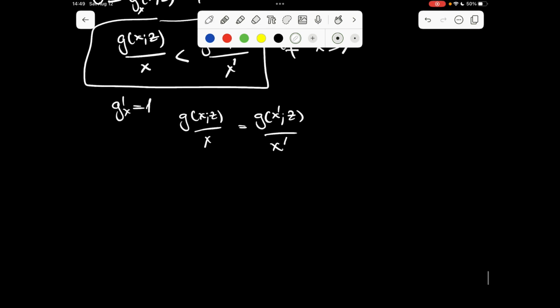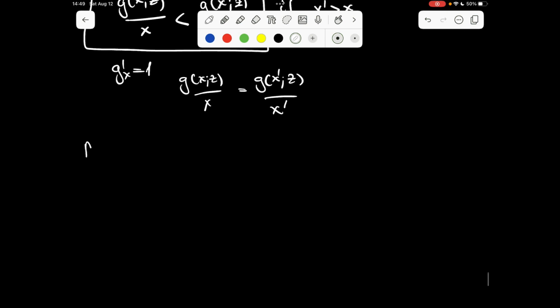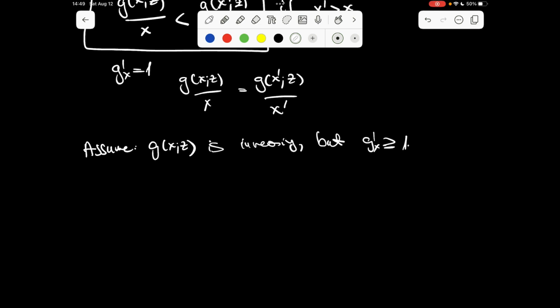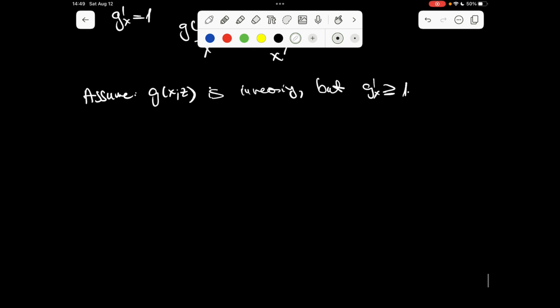All right, so let's assume that the policy function is increasing in x, but its slope is higher than 1. Let's try to find a contradiction.